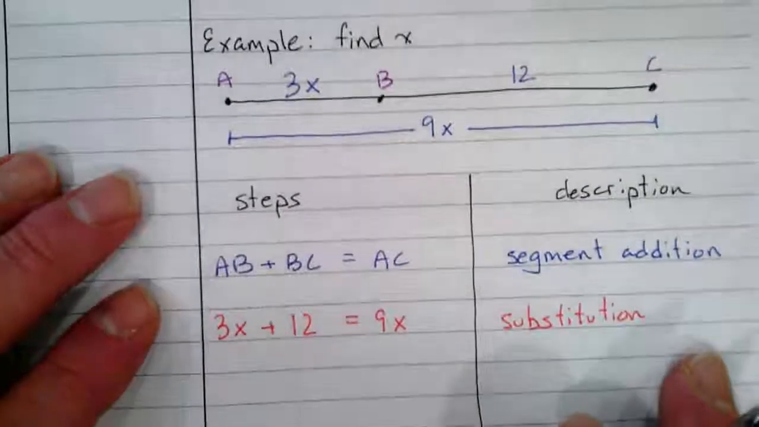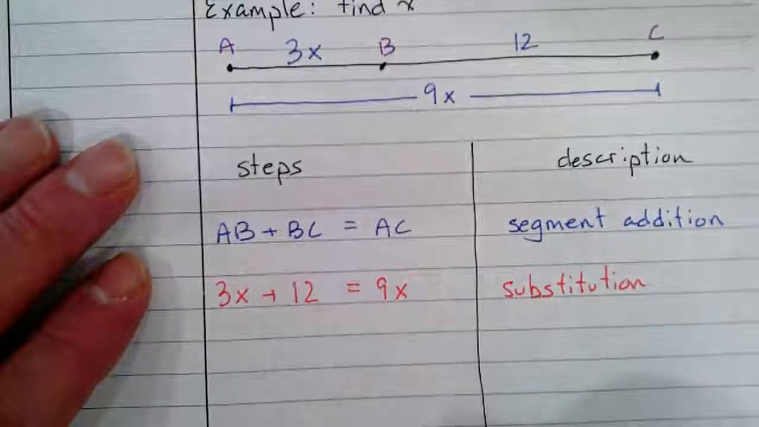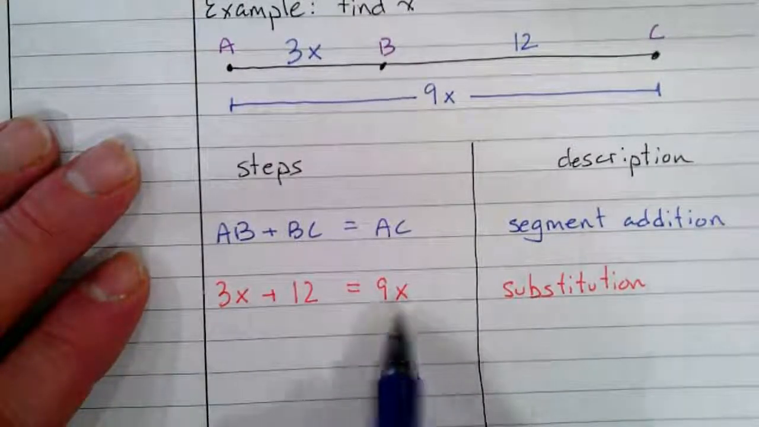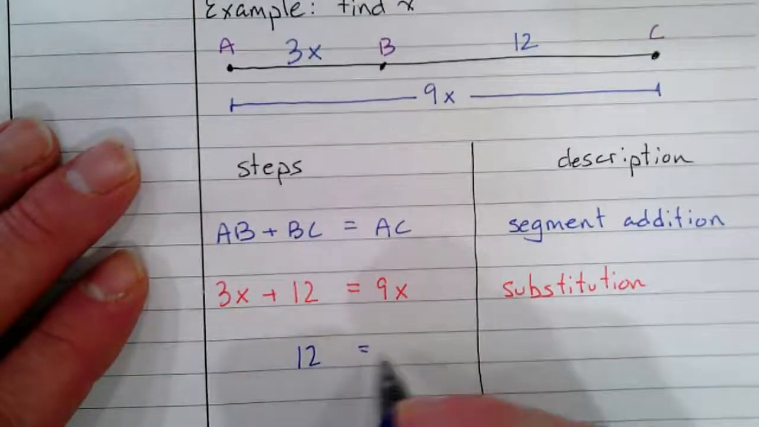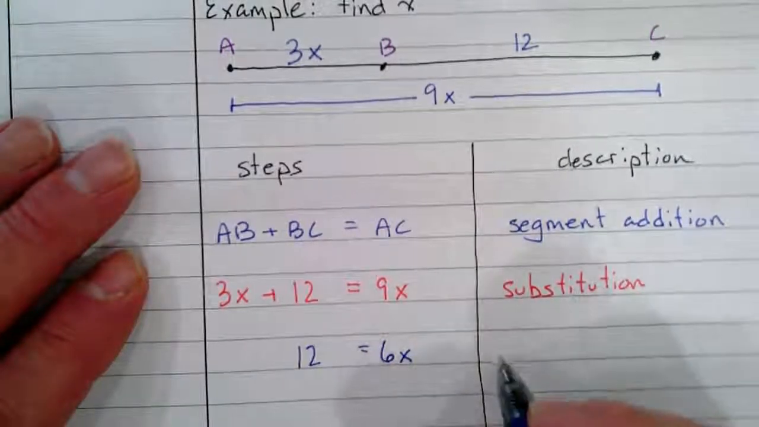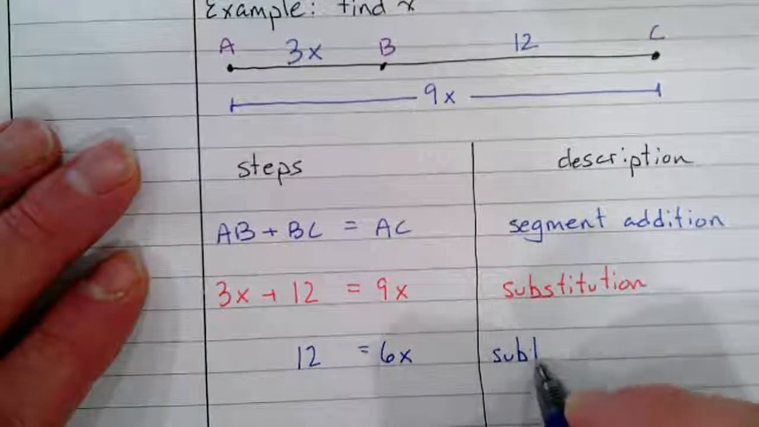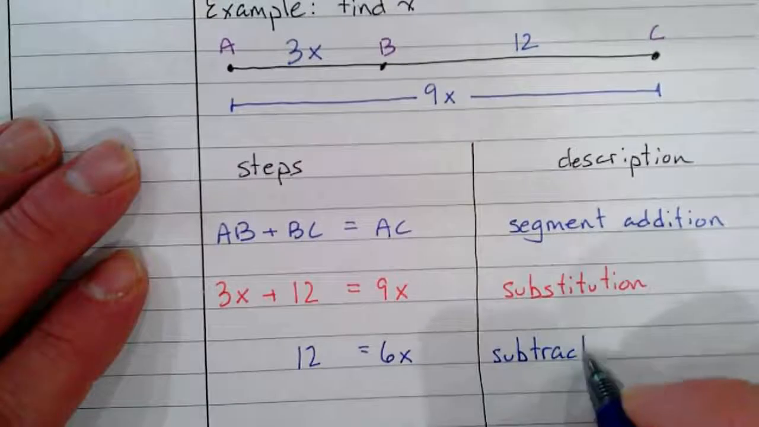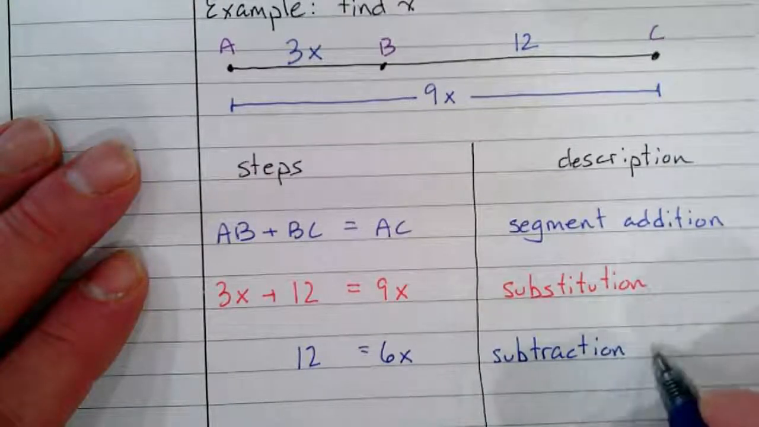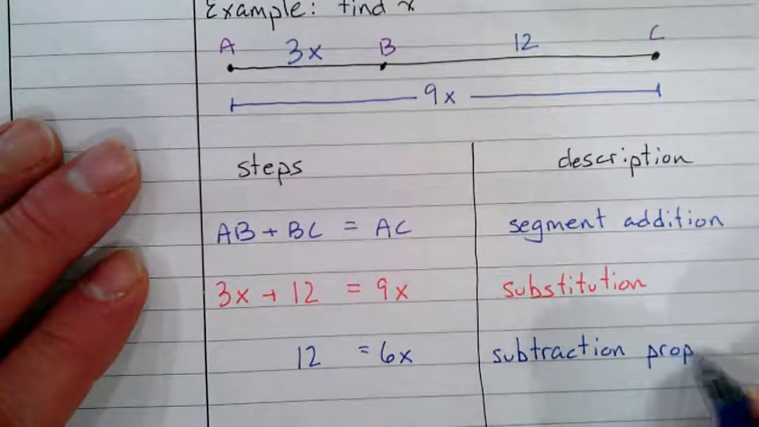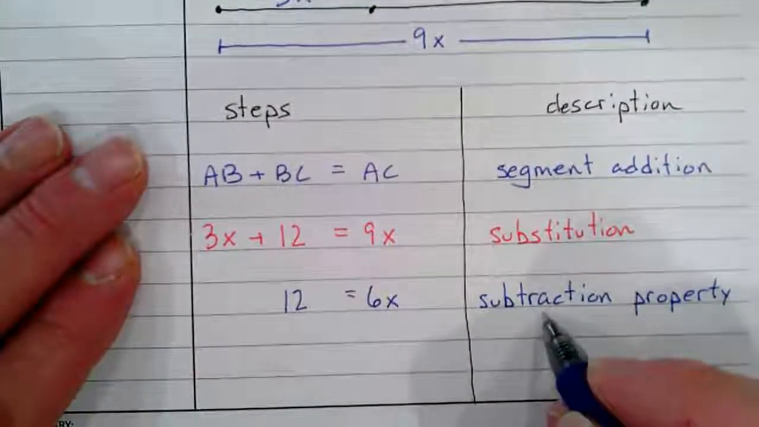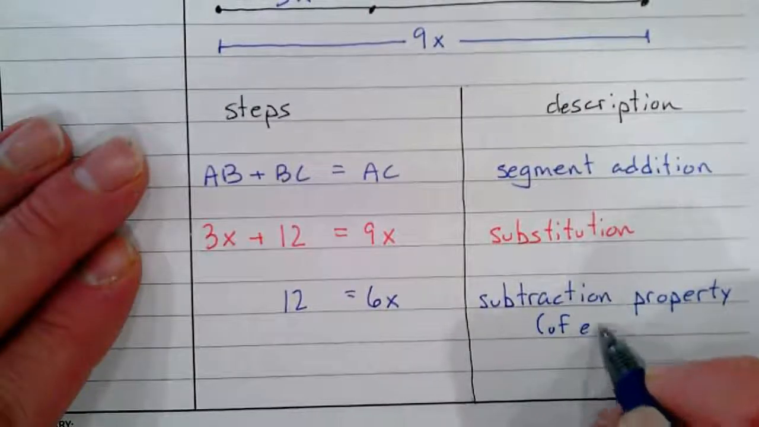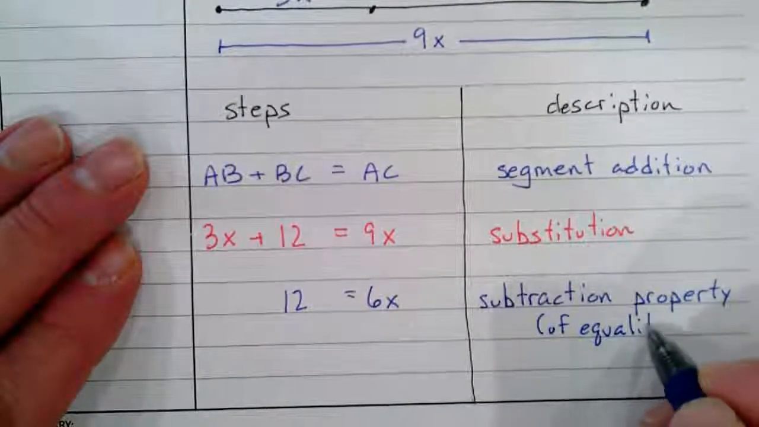Well, this is an equation with variables on both sides, and I want all my variables on the same side, so I'm going to take away 3x from both sides in order to get rid of this 3x here. That's just going to leave me with 12 over here. 9x take away 3x is 6x. And that is the subtraction property of equality, just to be clear.